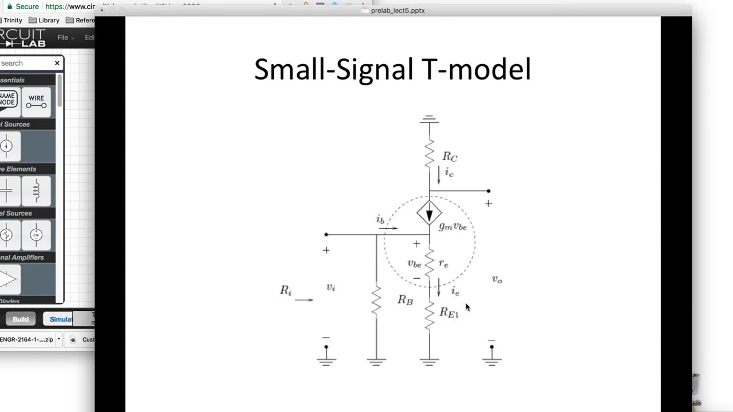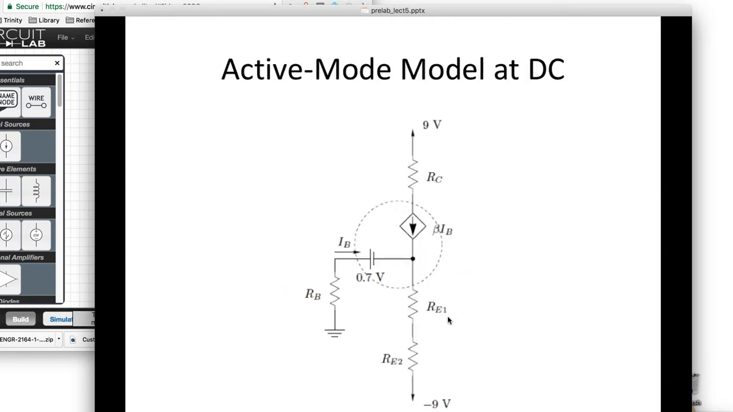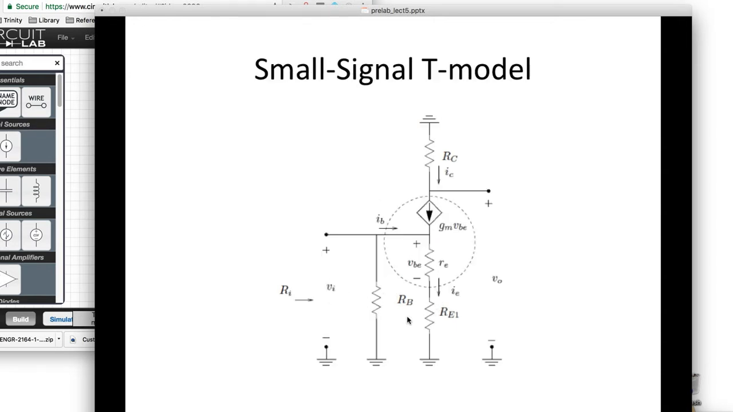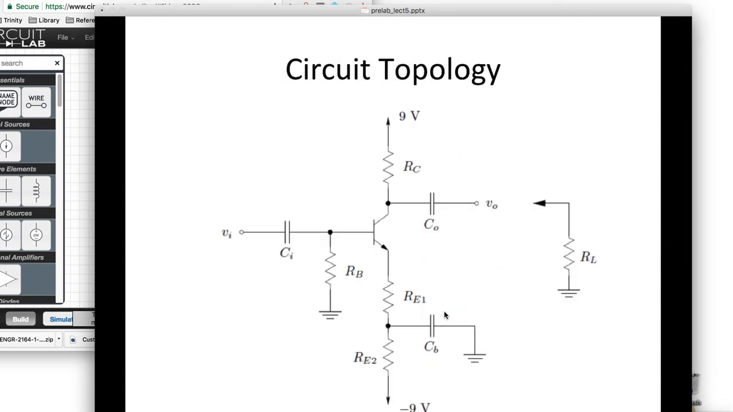So why not make RE1 just really, really tiny? And the answer is over here in the DC model. In the DC model, we need to make sure that our BJT is in the active mode. So we need to make sure that there's a good VCE when we add the DC VCE plus the AC VCE. When we put them together, we still want to have it in the active mode, because all of these models break down as soon as this BJT leaves the active mode. So we want to make sure that that's the case.